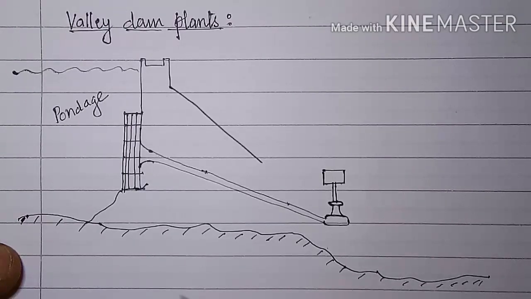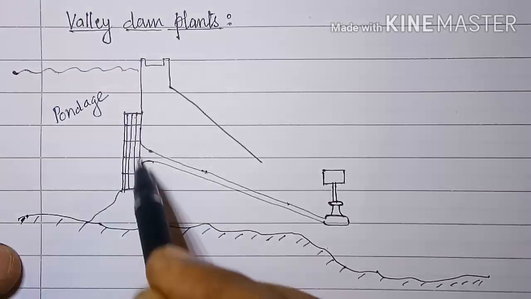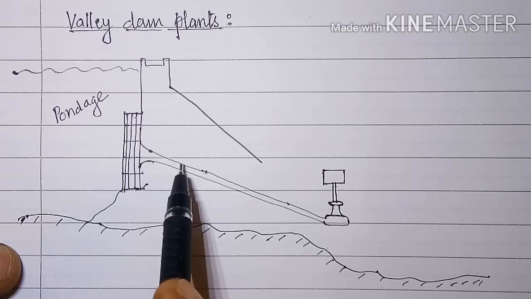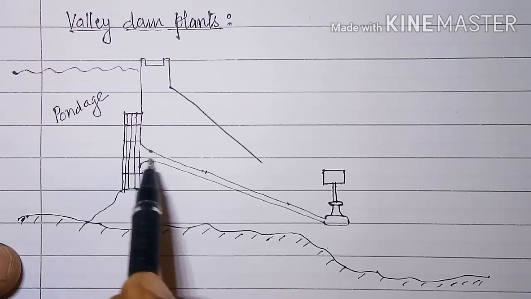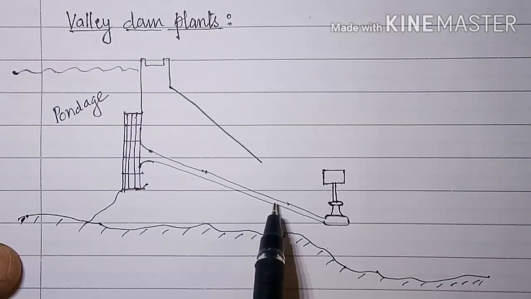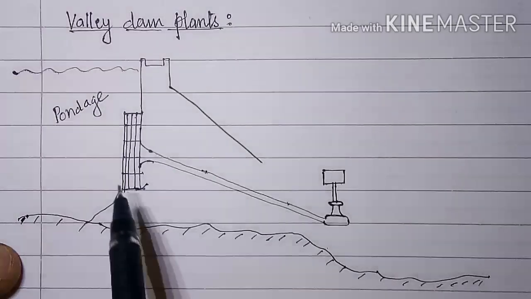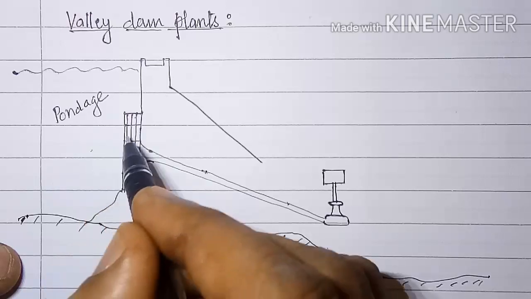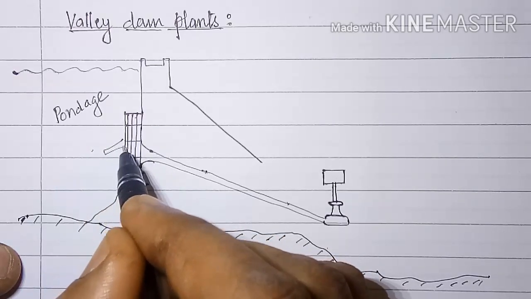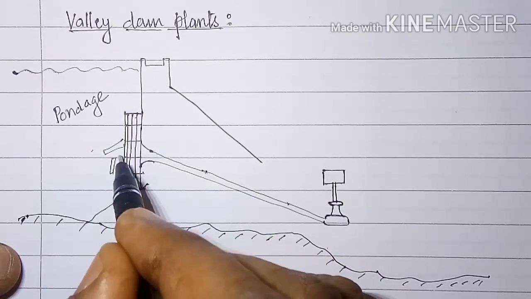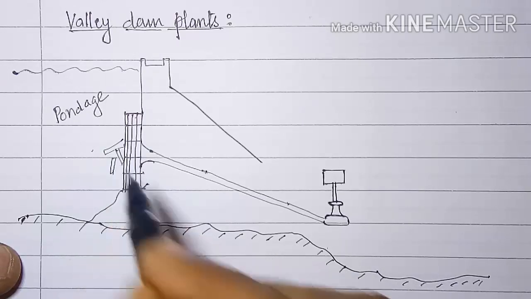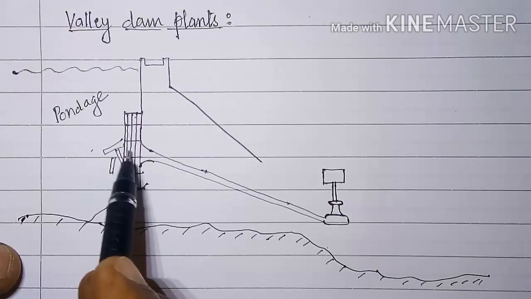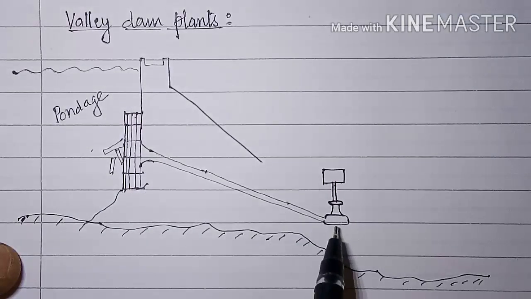In order to avoid that, here a metal screen is placed. Before the water is taken into the turbine, the water is filtered by this metal screen. If any wooden pieces are there, metal pieces are there, they will be getting stuck here only. Only the water can flow through this screen and that water goes to the turbine.